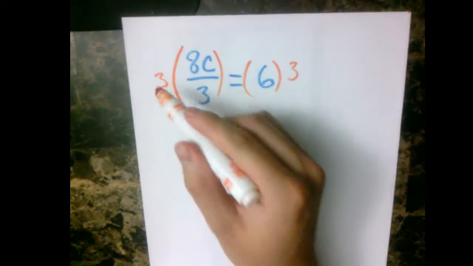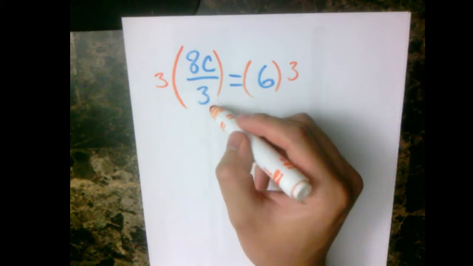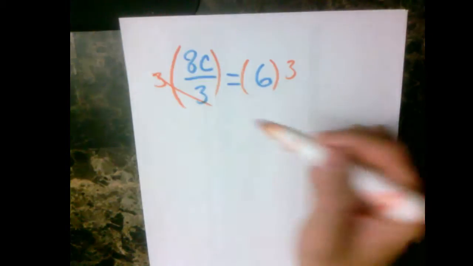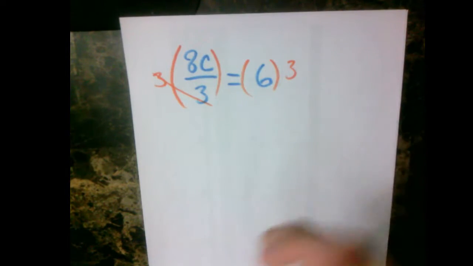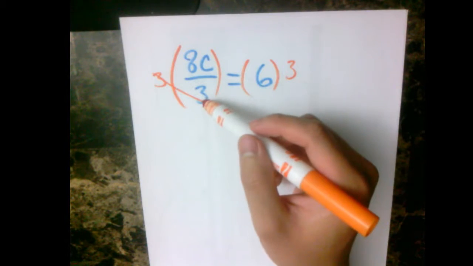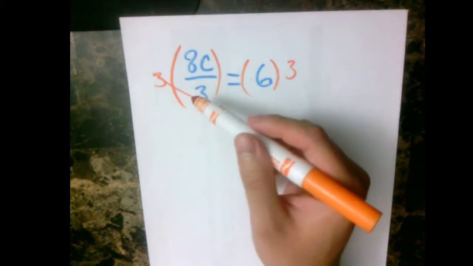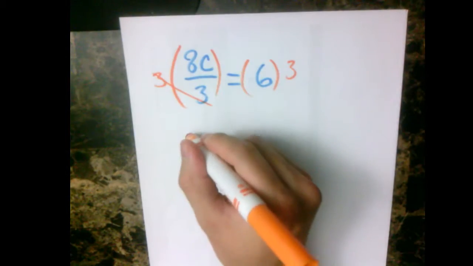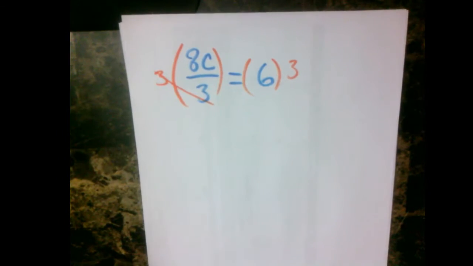Alright, so this 3 and that 3 will cancel out. It did the same thing in the other problem, I just went a little step further, but if you can just get used to the fact that these cancel out whenever we do opposites, this will make your problem faster. So you're just left with 8c.